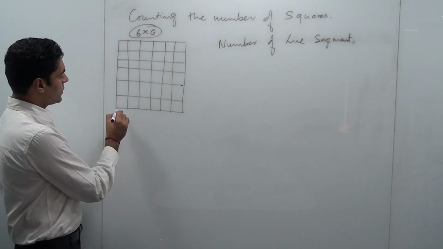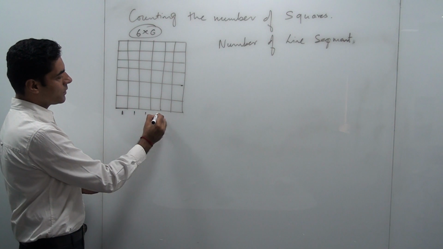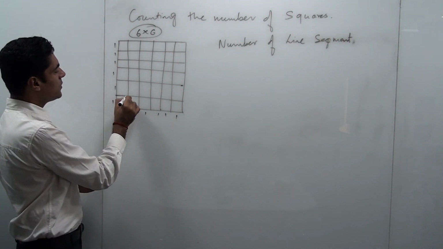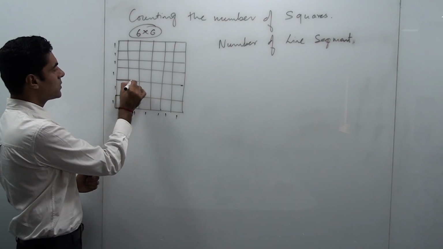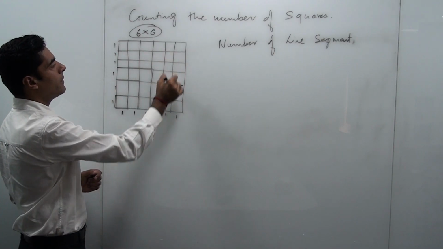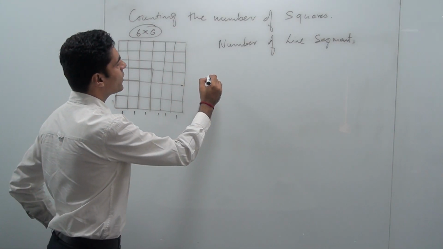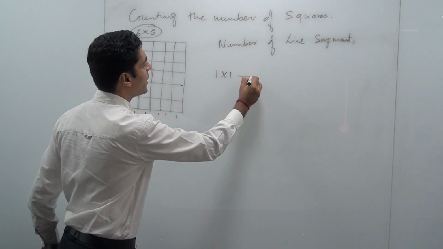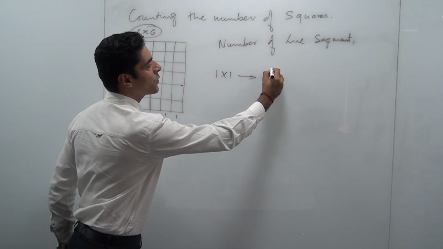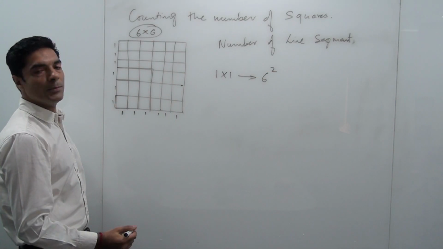So without wasting much of our time, I can directly tell you how you solve this. If you assume the side of this smaller square to be 1 unit, then this is 1 unit each. In that case you have squares of side 1 by 1, squares of side 2 by 2, squares of side 3 by 3, then 4 by 4, then 5 by 5, and eventually the bigger one which is 6 by 6. If I start counting the number of squares of side 1 by 1, I know there are 6 this side and 6 this side, so it will come out to be 6 square, which is 36. So the number of squares of side 1 by 1 will be 36.